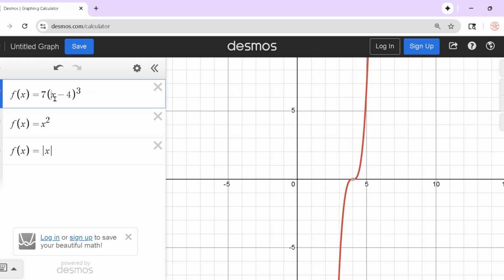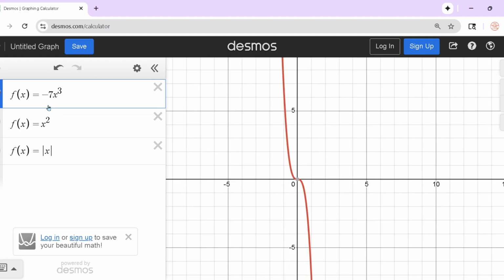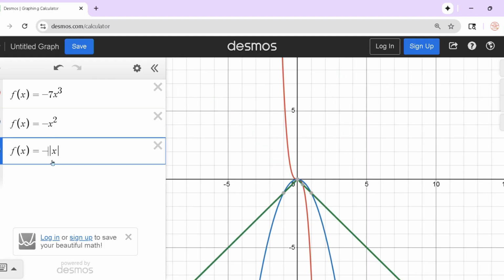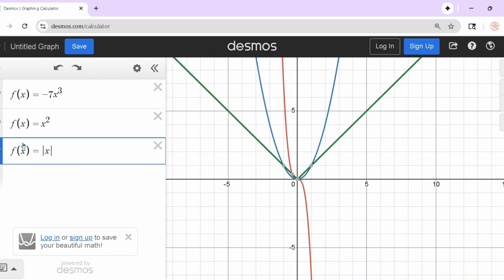There we go. Okay, back to our 7x cubed. And the other two things you can do with it, one is if you give it a negative in front, it's going to flip it upside down. So if I do negative, there it goes, it flips it. Let's put these back on here. If I do negative x squared, it goes down. Negative absolute value, it just flips it, mirrors it downward. All right, so those are negatives.